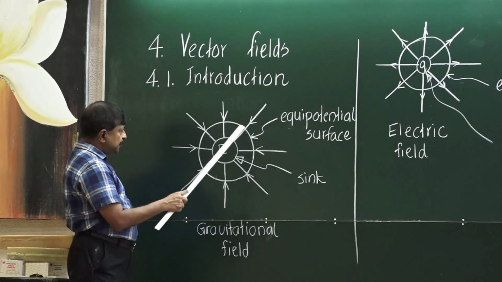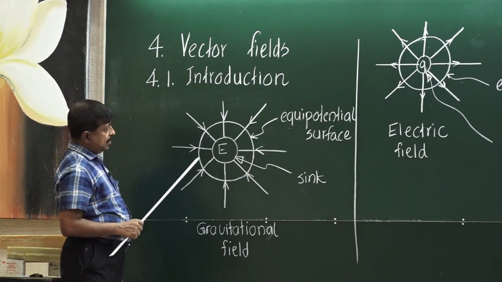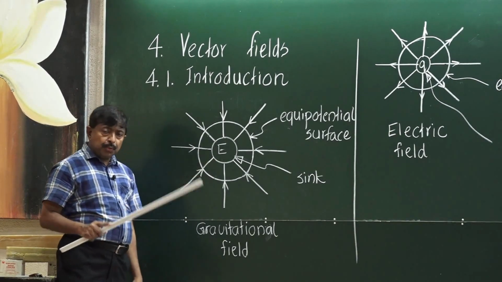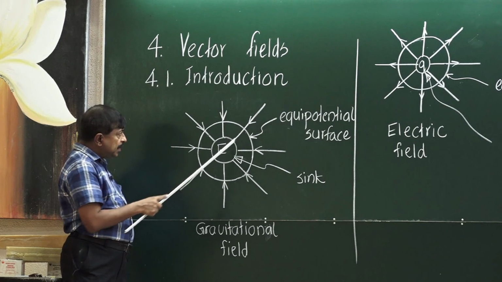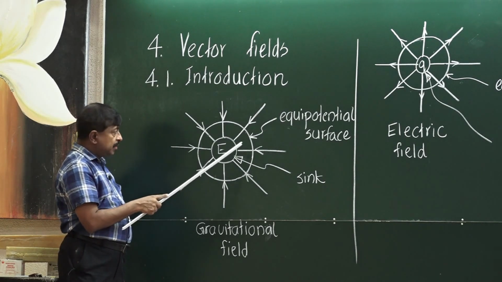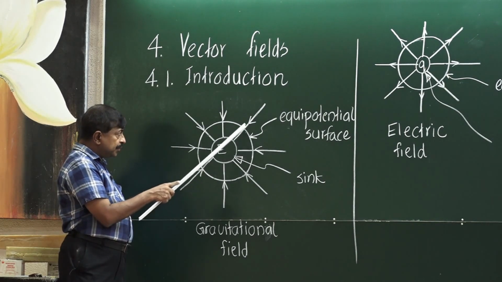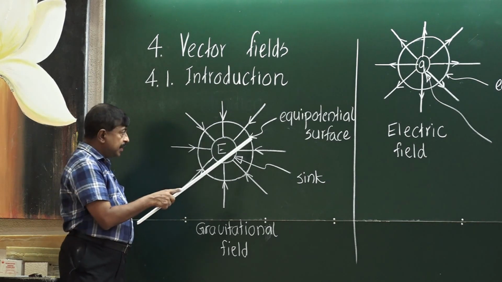Therefore, this is called the equipotential surface, and you can make this important observation. These field lines are always normal to this equipotential surface. They are perpendicular.